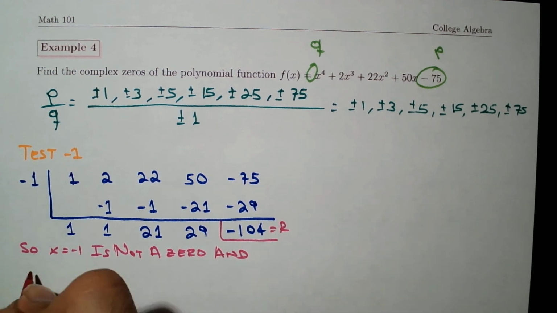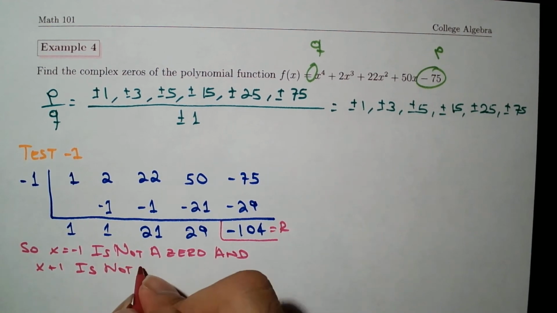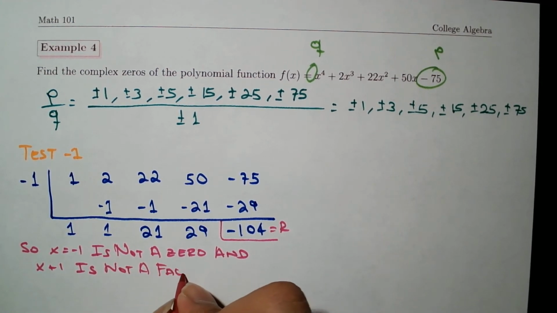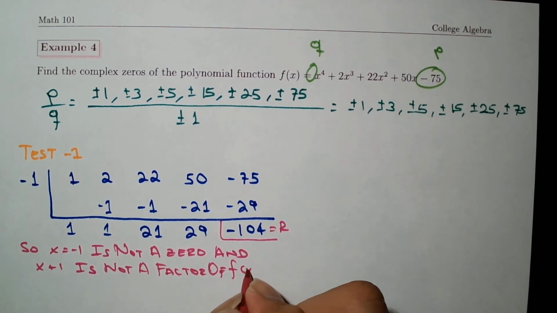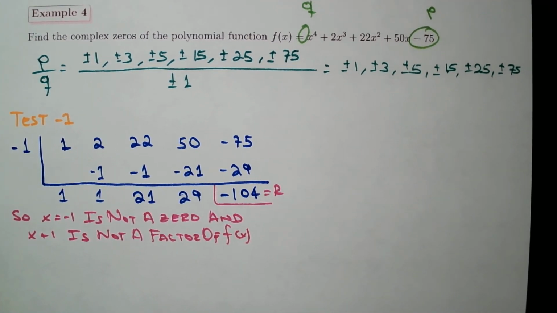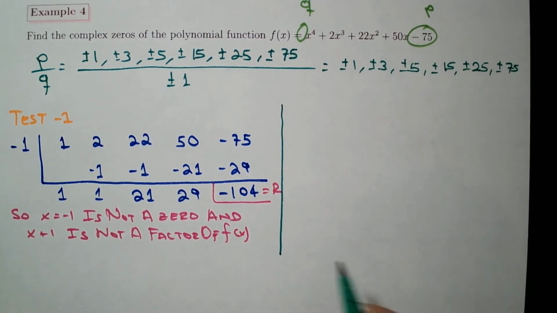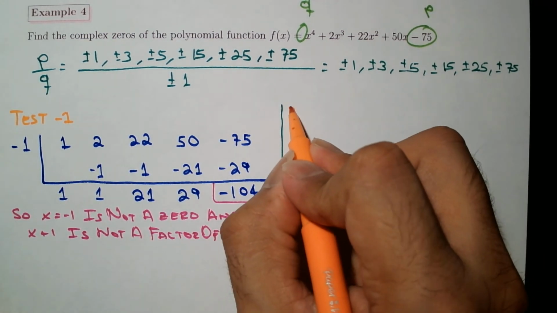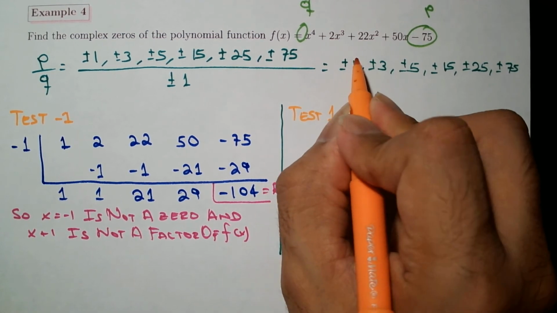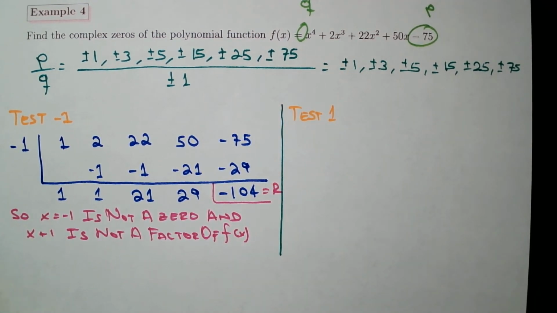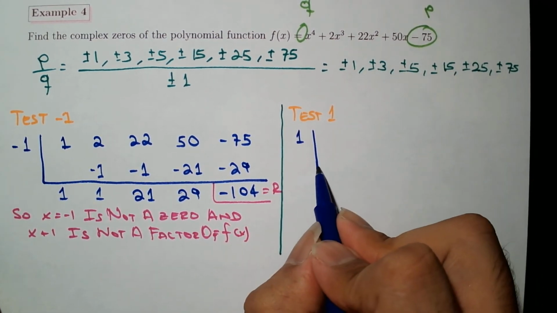And consequently, x plus 1 is not a factor of f of x. Same reasoning as in the previous section. Alright, so what's next? The next thing is to test another zero. I'm going to test positive 1. I already tested negative 1. So I'm going to test positive 1. So 1, and then I'm going to write the coefficients.